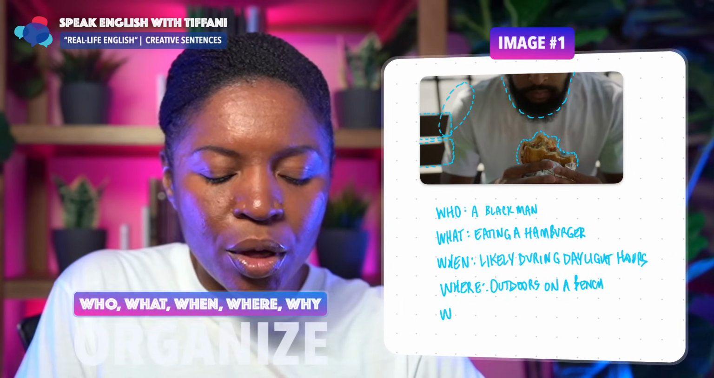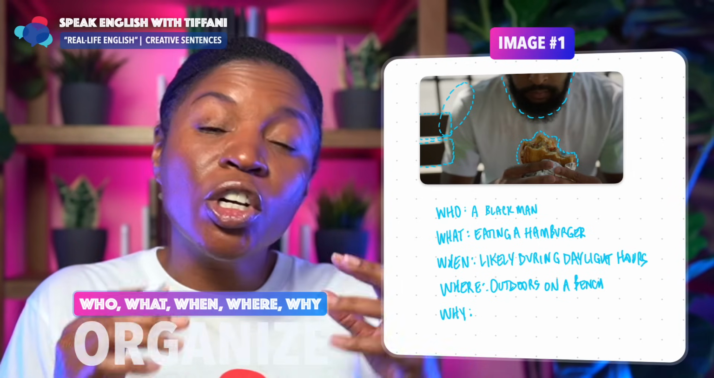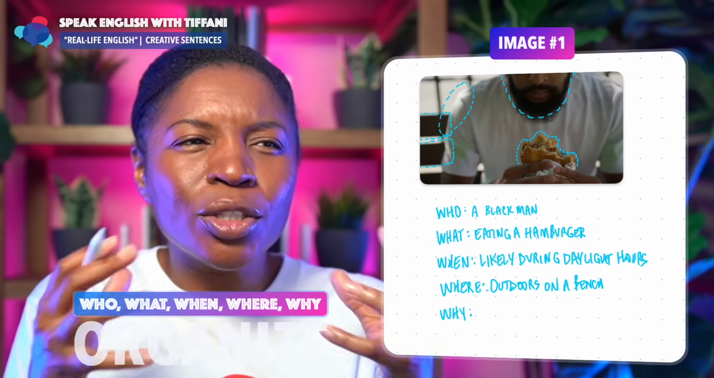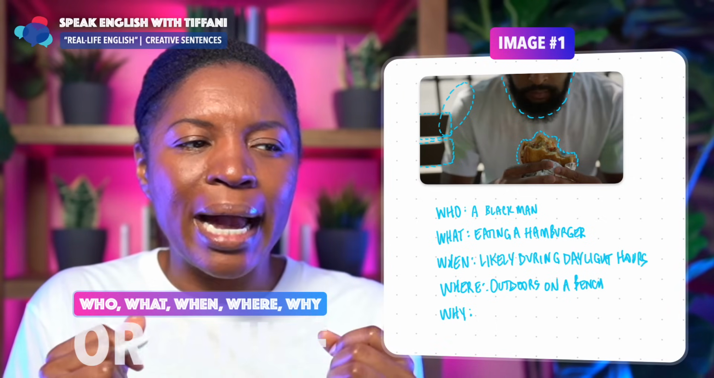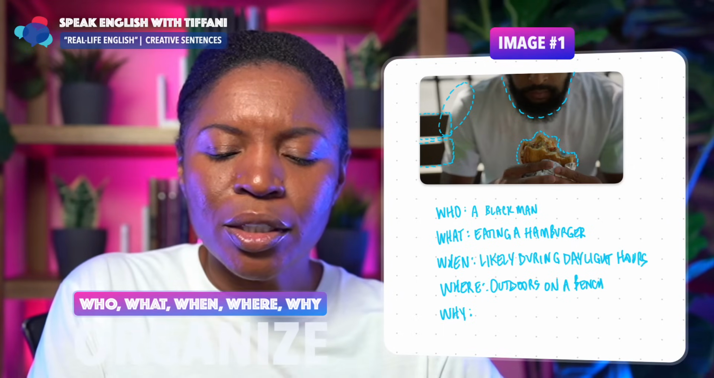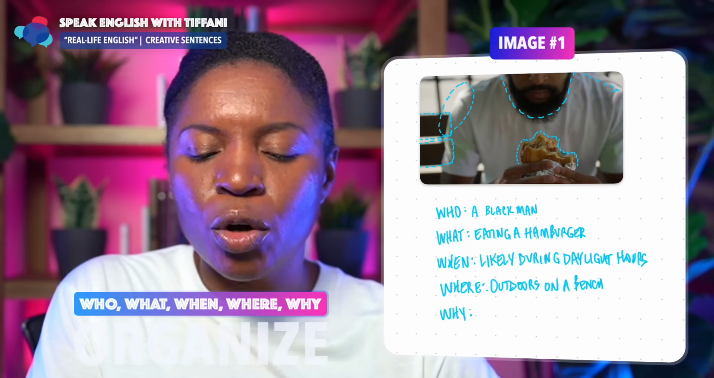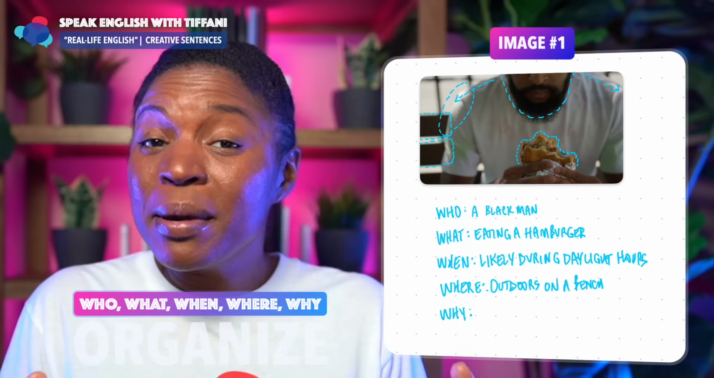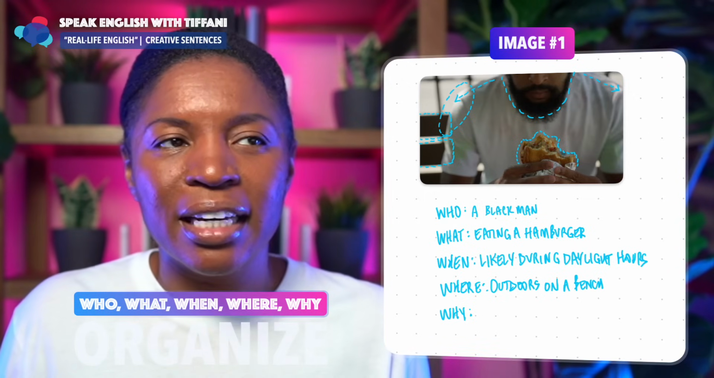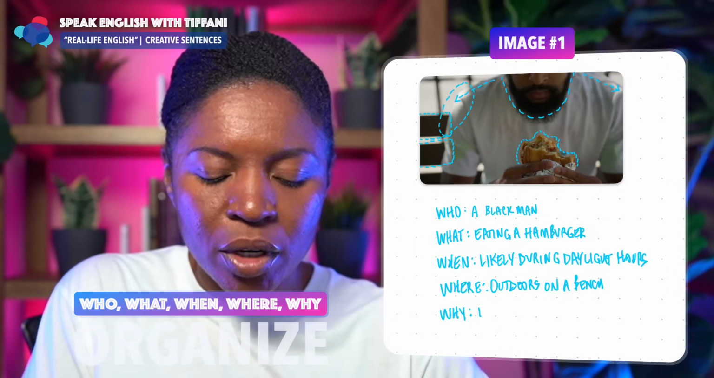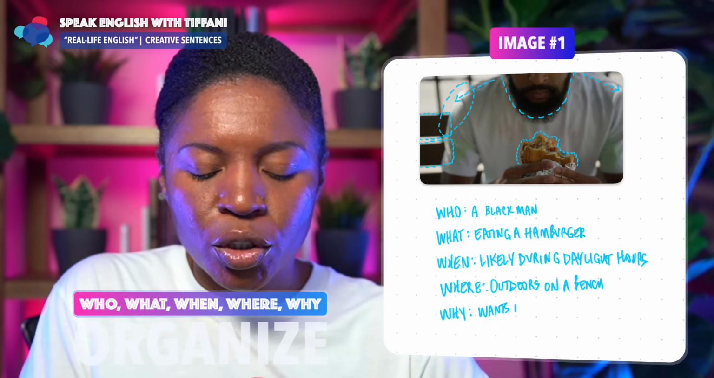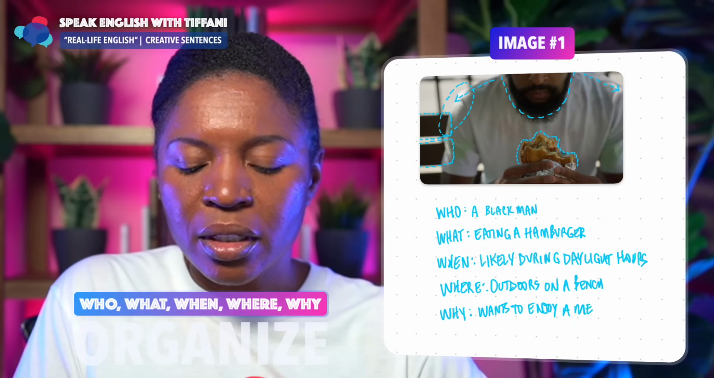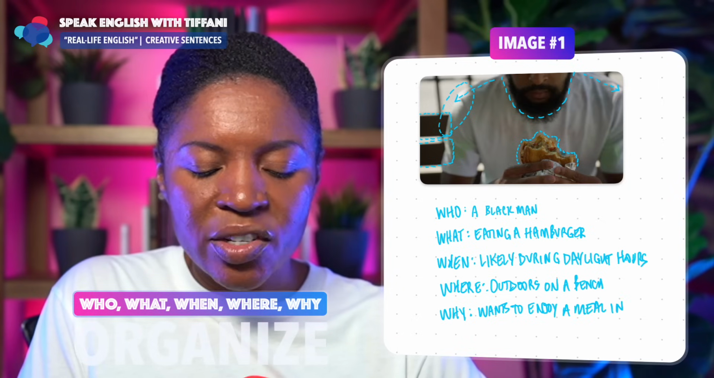And then what about the why? So I'm looking at the image and I'm trying to think, how can I describe this image? Why? Well, he looks very relaxed. Look at his shoulder positions. He looks like he is very relaxed, so maybe he wants to enjoy a meal in a casual setting.